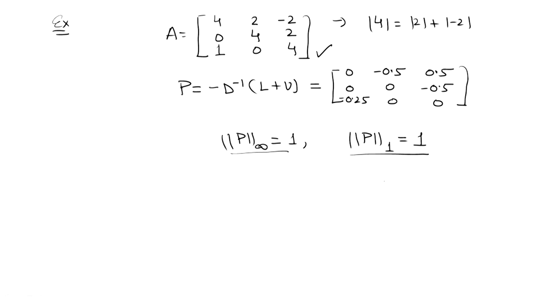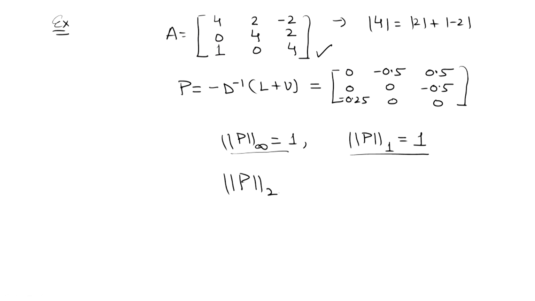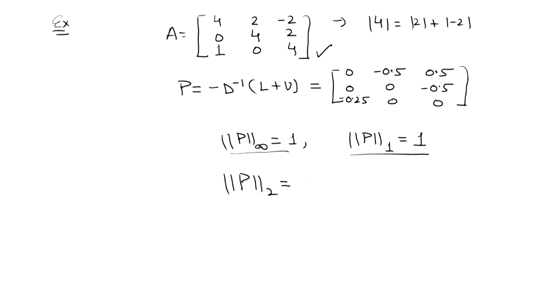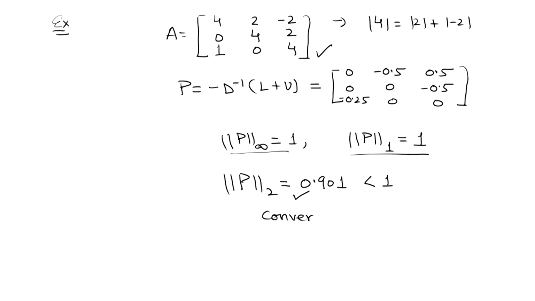So, what other choice is left with us? Based on what I have calculated, I cannot say anything about the convergence. So, calculate the Frobenius norm, and fortunately it comes out to be 0.901, which is less than 1. Hence, since one of the norms is less than 1, convergence is guaranteed. It satisfies the criteria of the sufficient condition.